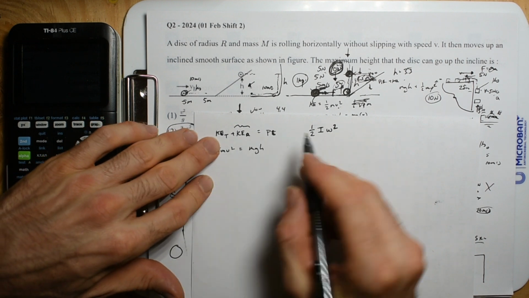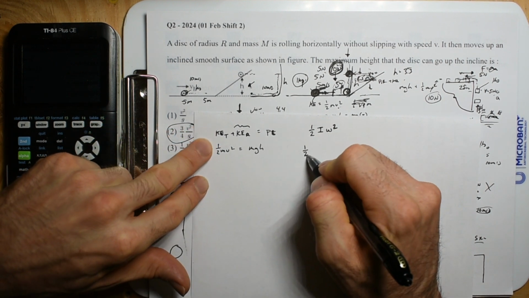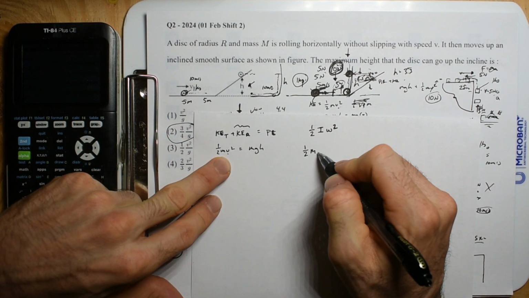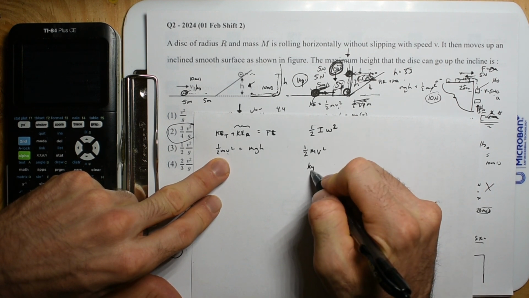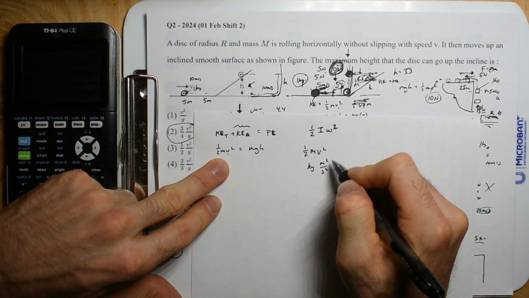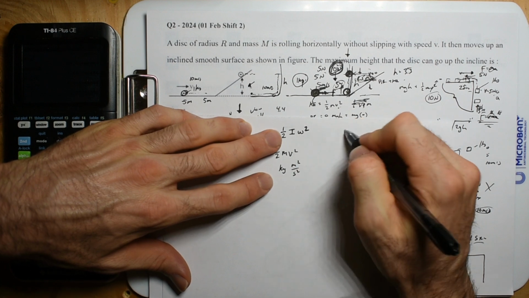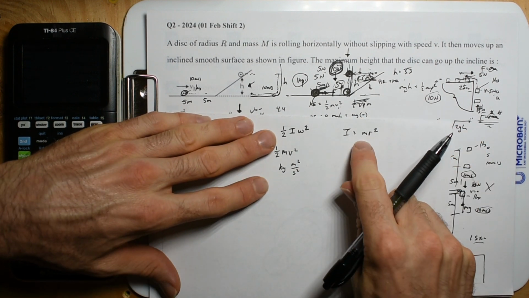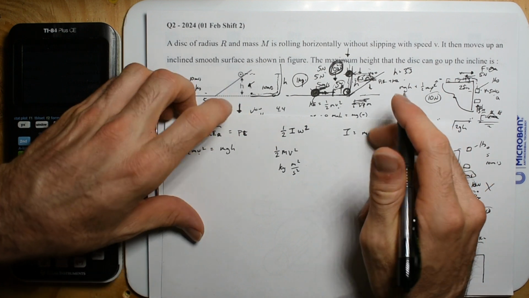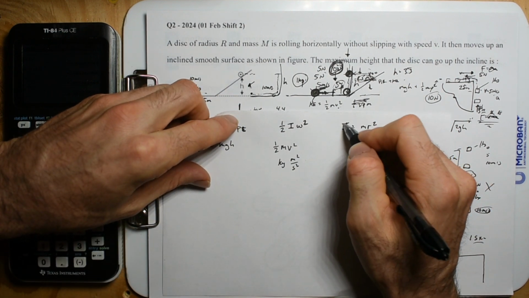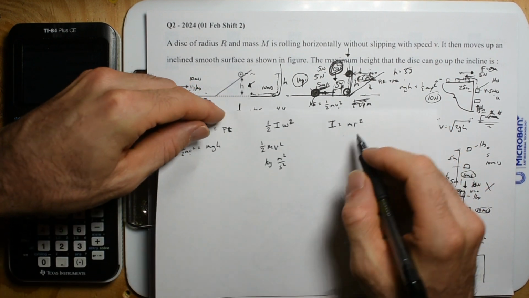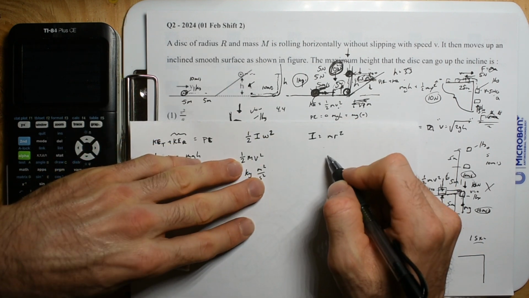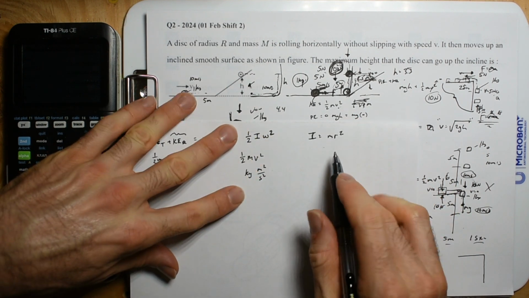We could figure this out because of the units in the equations. So this is going to be 1/2 mv squared, so this is going to be kilograms, meters squared, per seconds squared. So let's figure out what this is. I is mr squared. It's mass times the distance squared. That's the definition of mass moment of inertia.